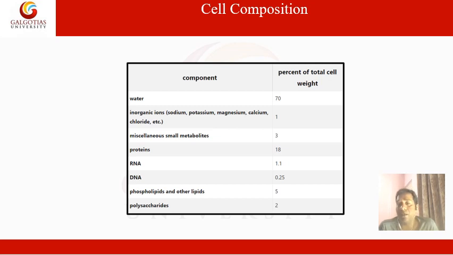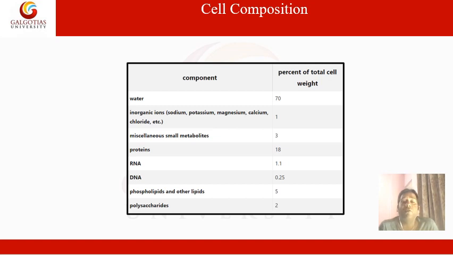Then the other major macromolecules that form the constituents of the cell: protein forms roughly 8% of the total weight of the cell. Then RNA is around 11% in the cell, and the major fraction of this RNA, around 75%, is formed by ribosomes. We know that ribosomes are ribonucleoproteins made up of ribosomal RNA and proteins. Then around 0.25% of the cell is formed by DNA.